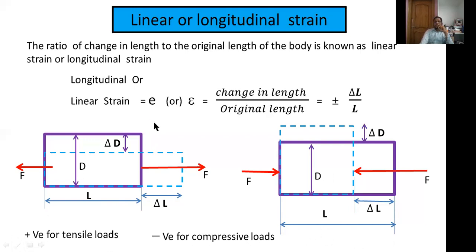The ratio of change in length, that is delta L, by the original length, that is L, is called linear or longitudinal strain. There are no units for strain.